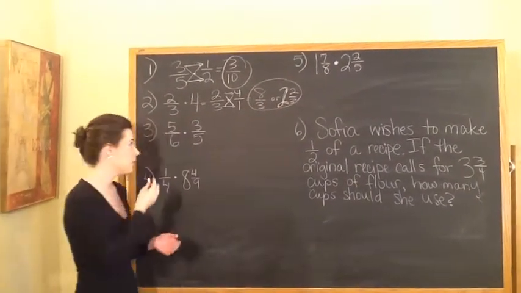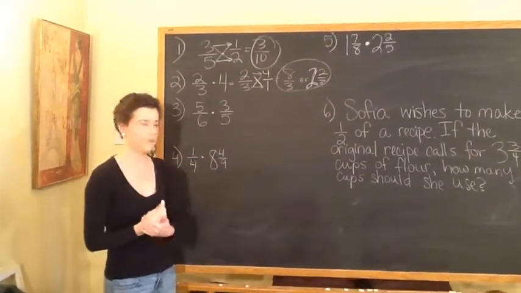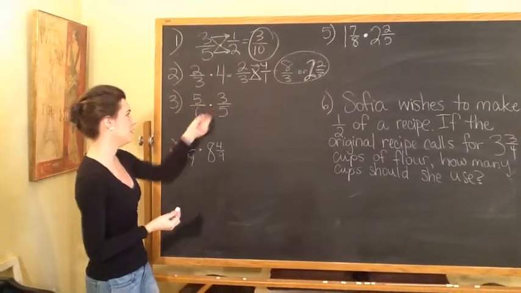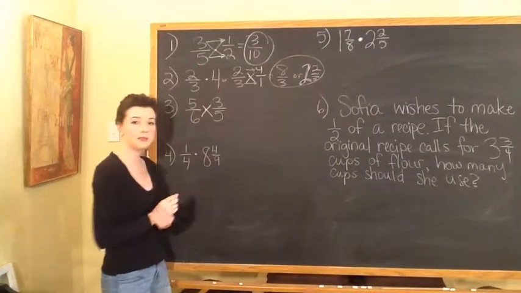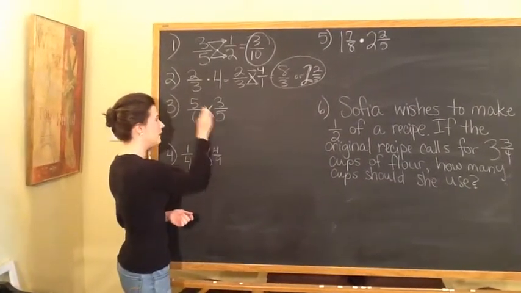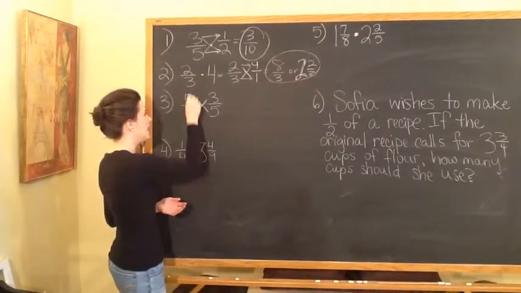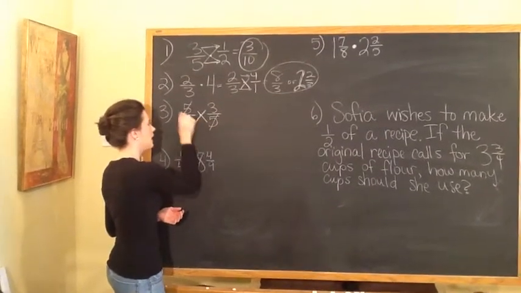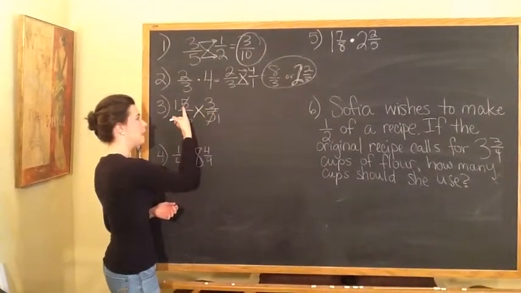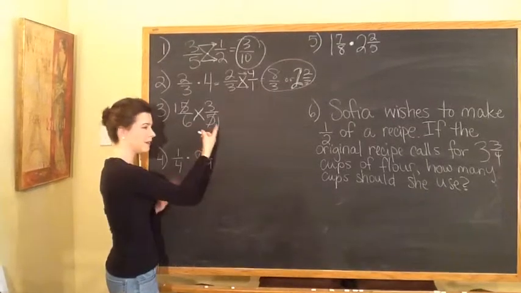It's fine with me. All right, let's go ahead and look at number 3. We have 5/6 times 3/5. Let's go ahead and cross simplify. Is there anything we can take out here? 5 and 5? Yes. I'm going to go ahead and take a 5 out of both of these, and I'm going to be left with 1 because 5 divided by 5 gives me 1. 5 divided by 5 gives me 1.